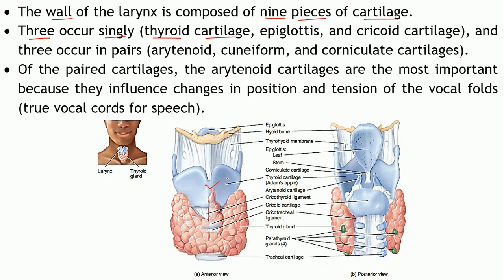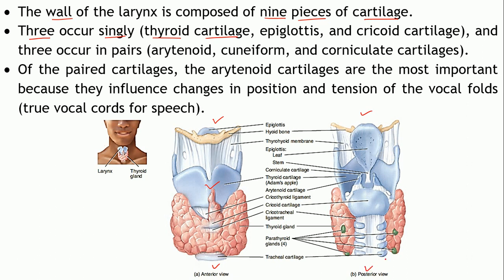Okay, now in this particular picture, both the anterior as well as posterior view is depicted. This particular picture depicts the anterior view, that is from the front side. As you can see over here, this particular cartilage can be seen, right? So that's the location in your neck. And this picture depicts the posterior view of the larynx.